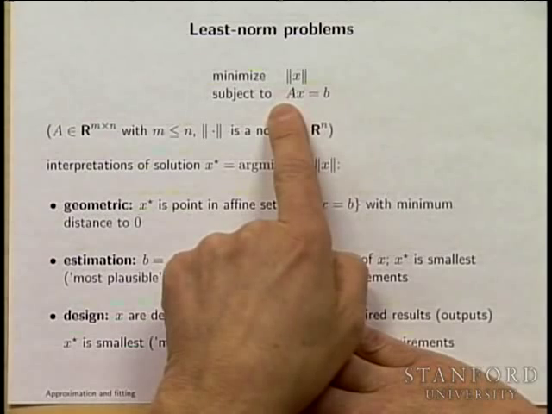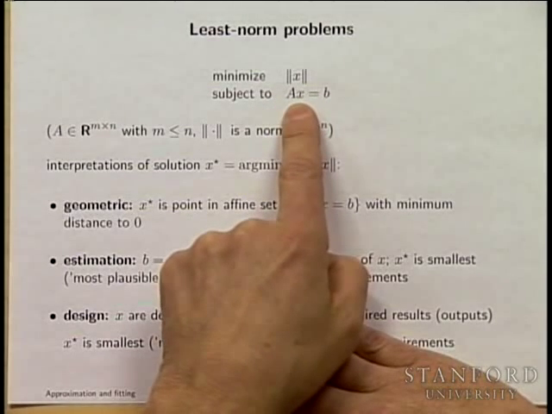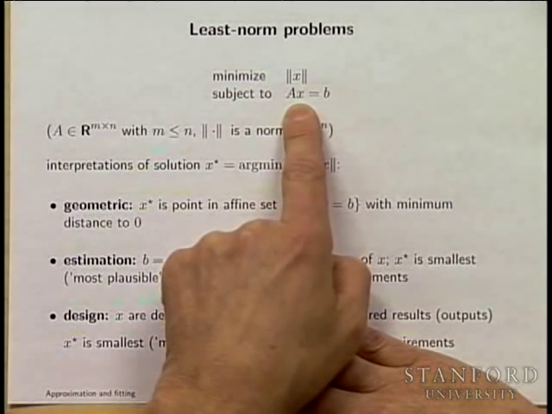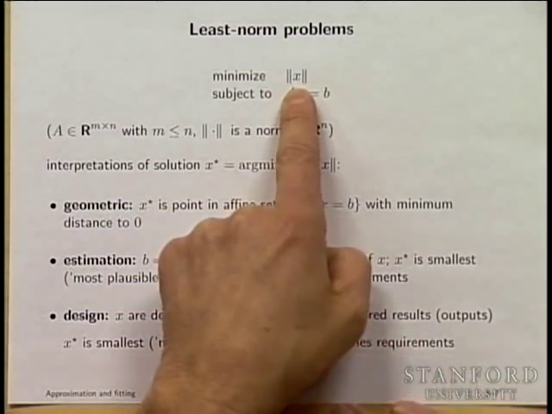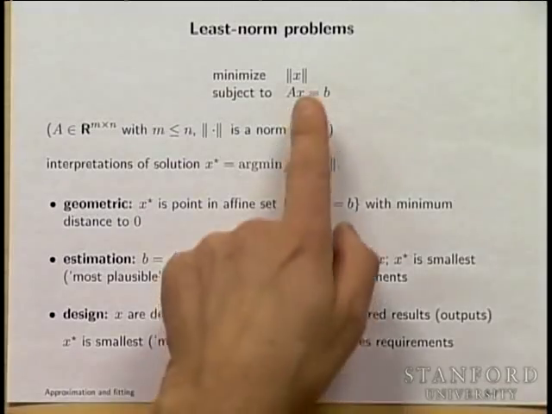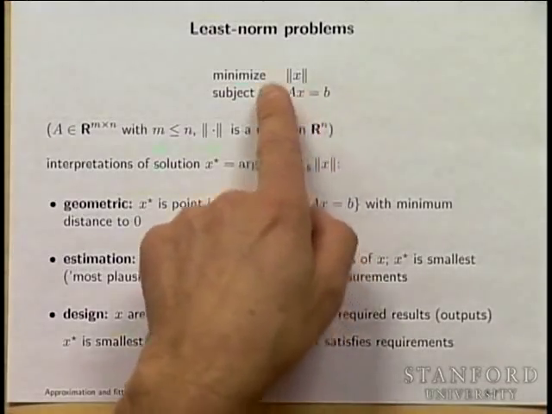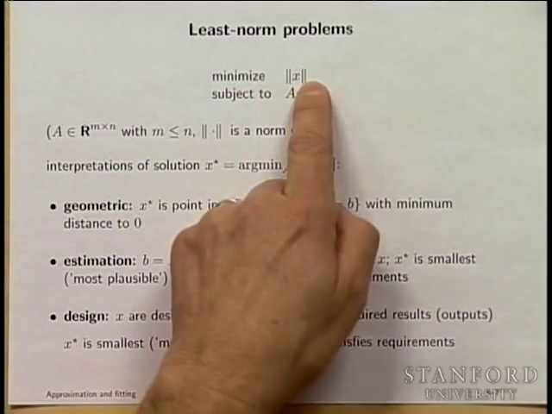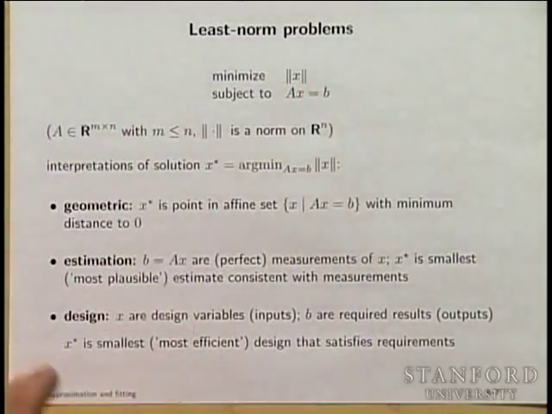But there are lots of force programs, let's say, that do the trick. And among those, you want to find the one of least norm, for example. And that would be something like a most efficient design, or this could be a minimum fuel problem, for example, if this was a one norm and if the one norm was a good measure of fuel usage. Of course, for least squares, this has an analytical solution, which I won't go into much.